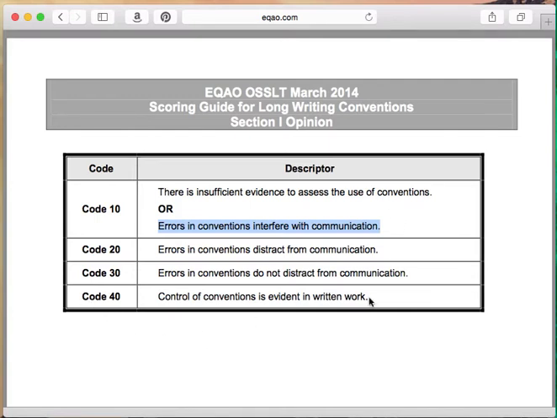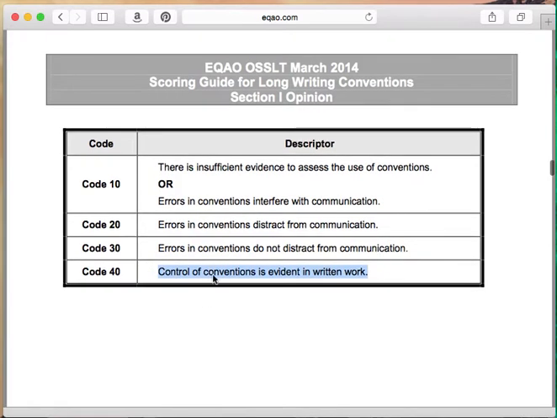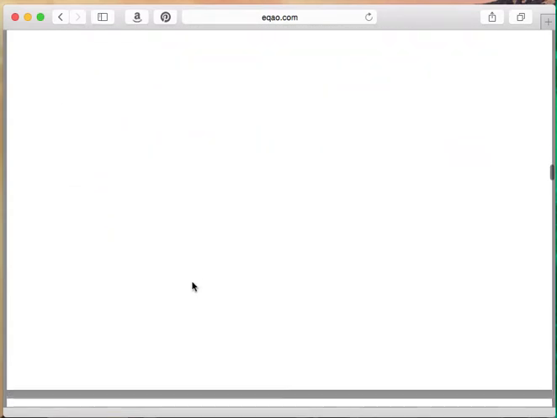And what EQAO is judging you on, they want to see that you have control of conventions, and that your spelling and grammar does not distract from your communication. All right, so even on this one, it's very easy to receive a code 20. So even if your errors do distract from your communication, you can still get a code 20, and code 40 is definitely attainable here. And that's it.